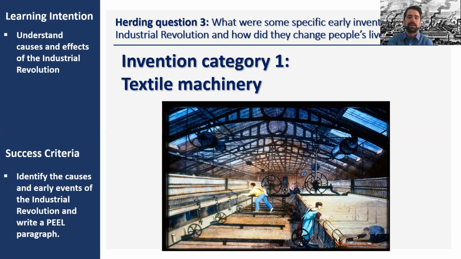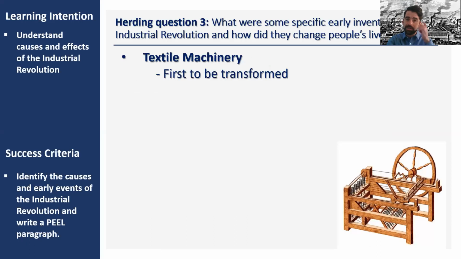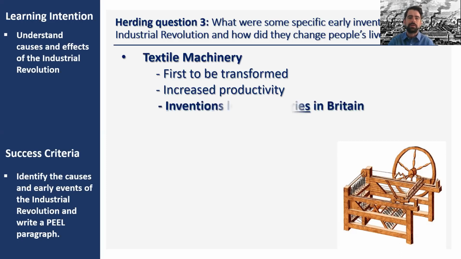The first category is textile machinery. And what textiles means is fabric, which can be used for clothing or can be used for bed sheets or anything else that fabric would be used for. And textile machinery was really the first to be transformed, meaning some of the first machinery that was developed regarding industrialization started in the textile machinery. So you could say the first real industrial type of machinery was the textile machinery used to create fabric. Okay, it really increased productivity, meaning in a smaller amount of time, you could make much more of your product because of these particular inventions.